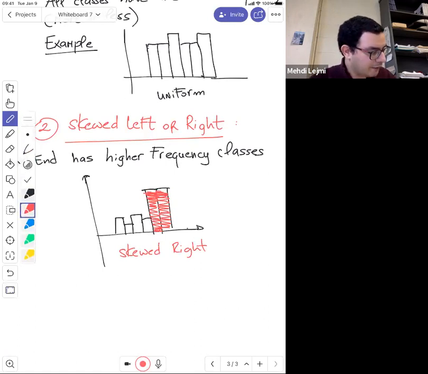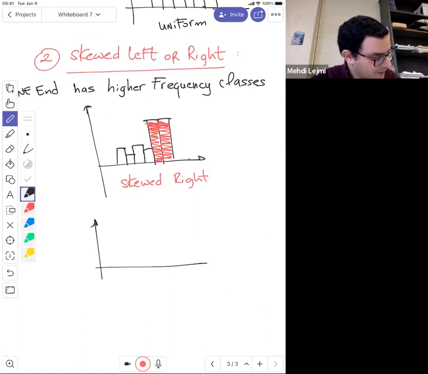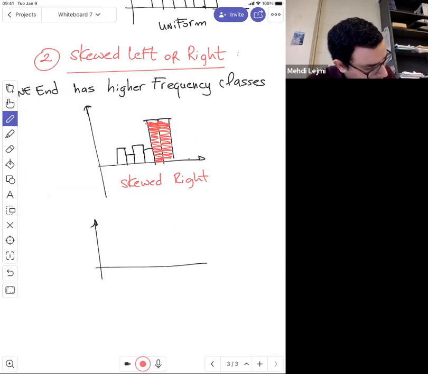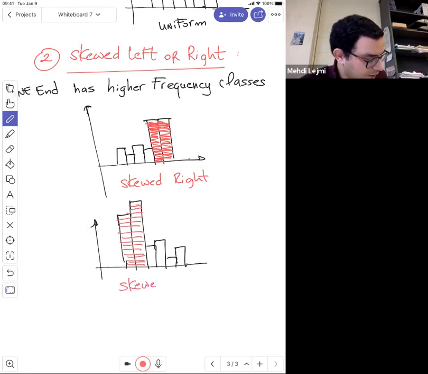Now, if you have something where on the left side you have the classes, so let's say you have something like this here. In this case, as you can see, on the left side you have the classes with the highest frequencies. So this would be a skewed left histogram.